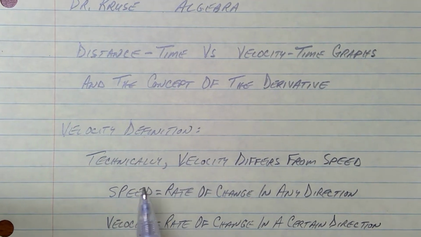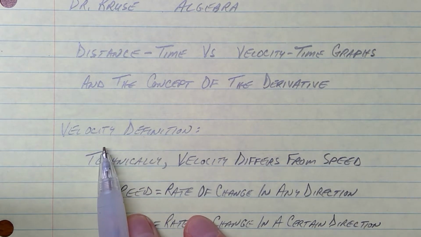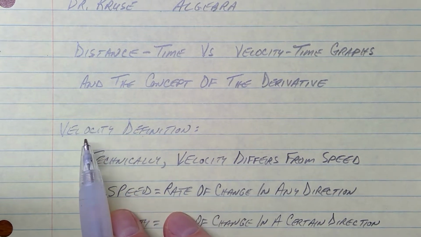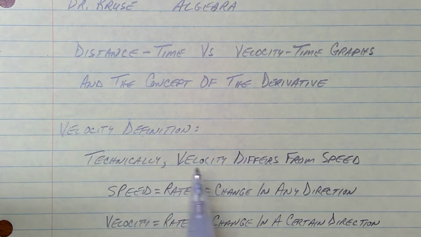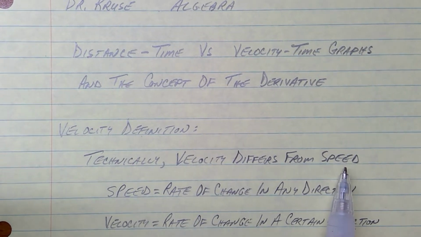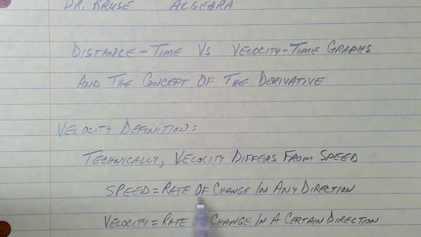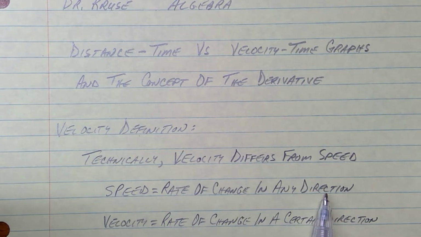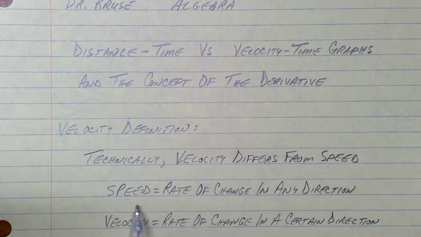All right, so first we need a definition for velocity. Lots of times velocity and speed are used interchangeably, and they're not exactly the same thing, especially when you get into maybe calculus or physics. They want you to know the difference between velocity and speed. So technically, velocity differs from speed. They sound like the same thing, but they're not. Speed is your rate of change, in any direction. It doesn't matter whether you're going north, south, east, west, away from home, towards home. It's just how fast you're going.